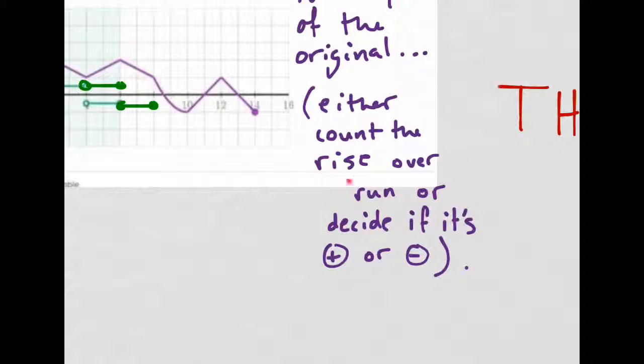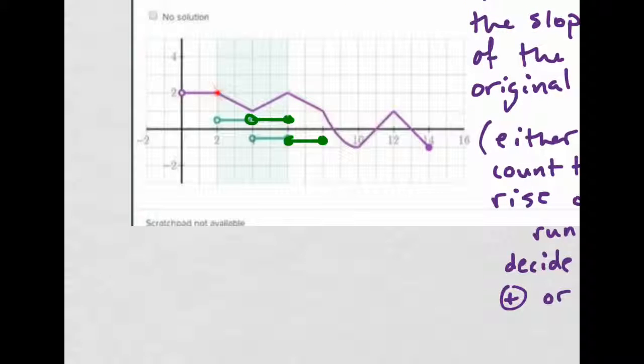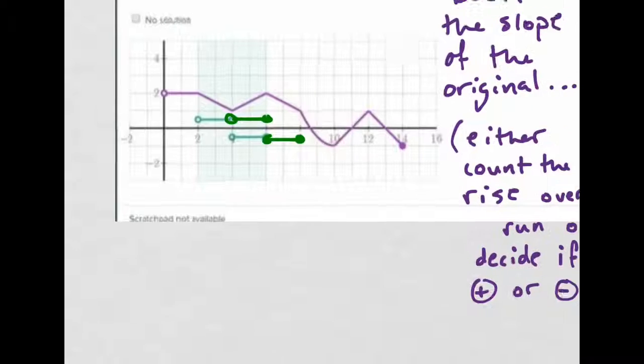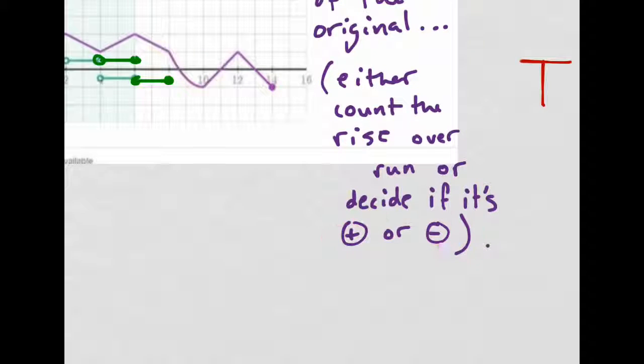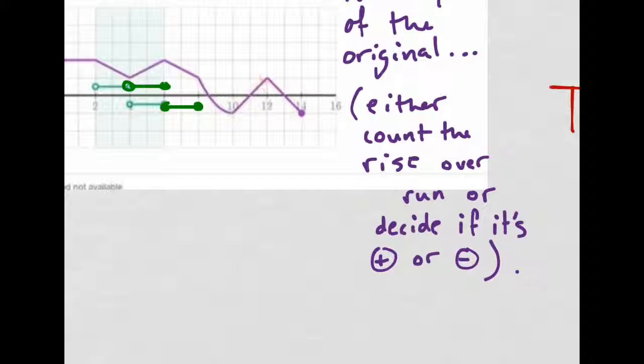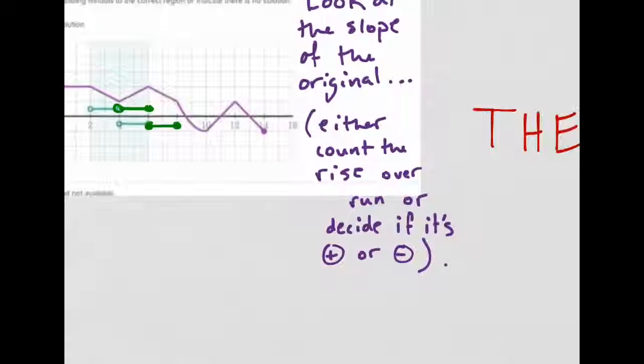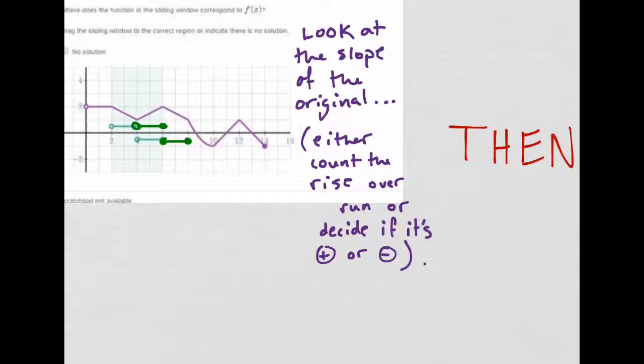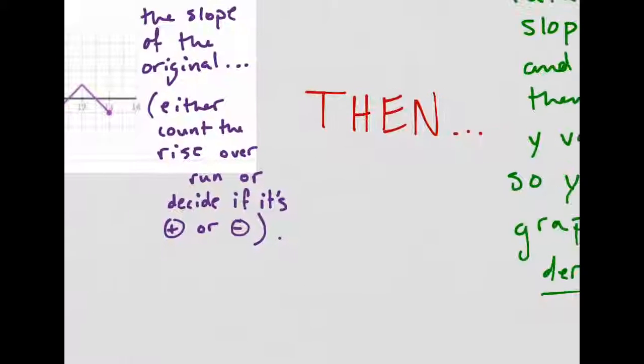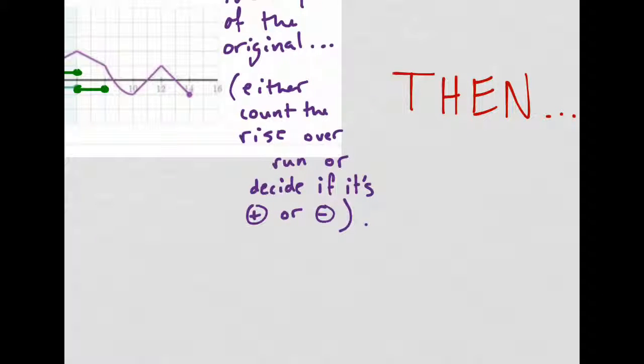Either count the rise over run, if it's a constant slope like I did here. This is just a slope of 0. That's a slope of negative 1/2, positive 1/2, negative 1/2. This is a negative slope getting closer and closer to 0. When it's curved like this, you just have to tell whether it's positive or negative. This is a positive slope of 1. This is a negative slope of 1. So, first step, look at the slope of the original, either counting rise over run or deciding if it's positive or negative.